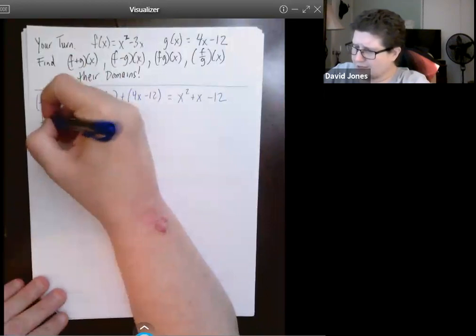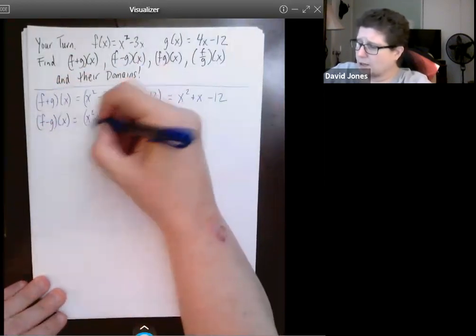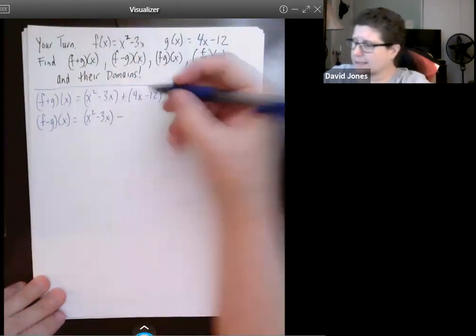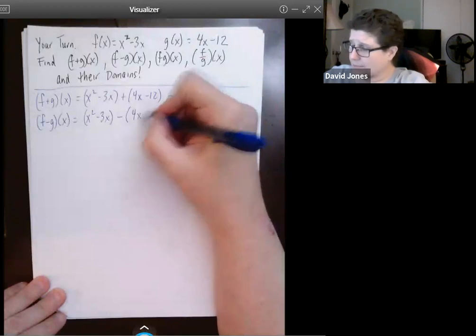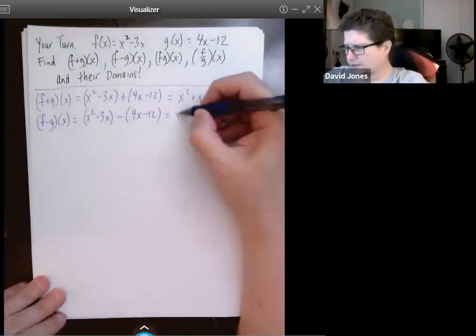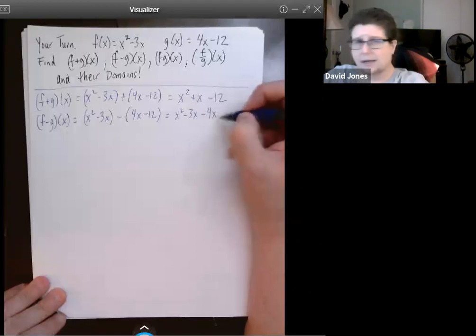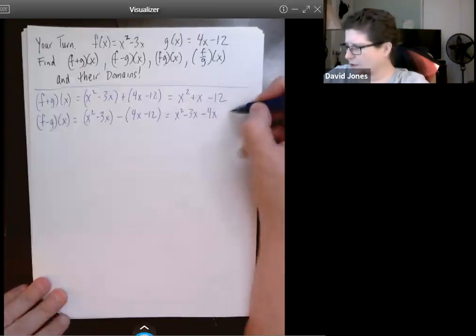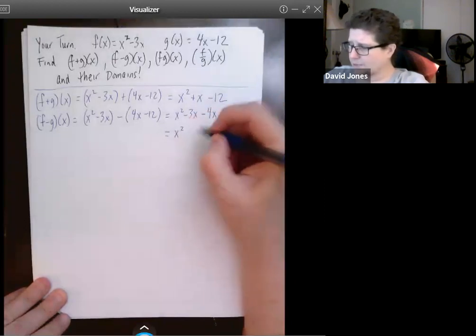f minus g of x is x squared minus 3x minus the quantity 4x minus 12. I'll distribute the minus sign real quick before I add them. Negative distributed to the 4x is negative 4x, and negative distributed to the negative 12 is plus 12. And then I combine like terms.